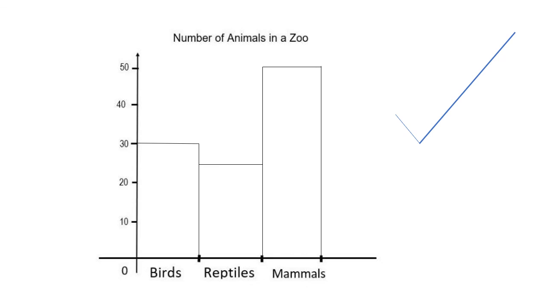This one is the correct one, yeah? So you can see that each of the variables forms a bar, semuanya terbentuk barnya, and then angka sama variabelnya cocok, match. Jadi bird ada 30, reptiles ada 25, and then mammals ada 50. Semuanya pas ya. So that's all from me.